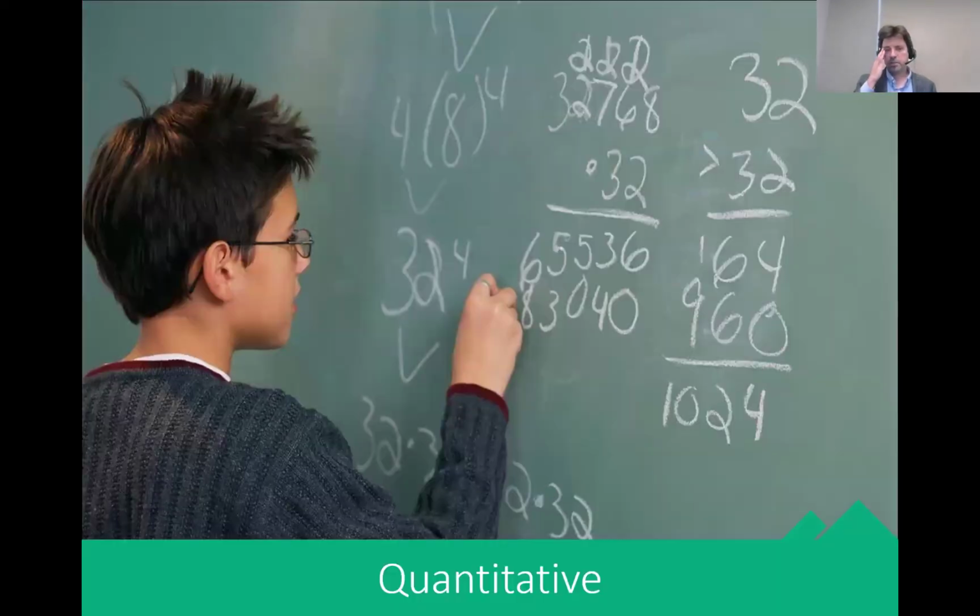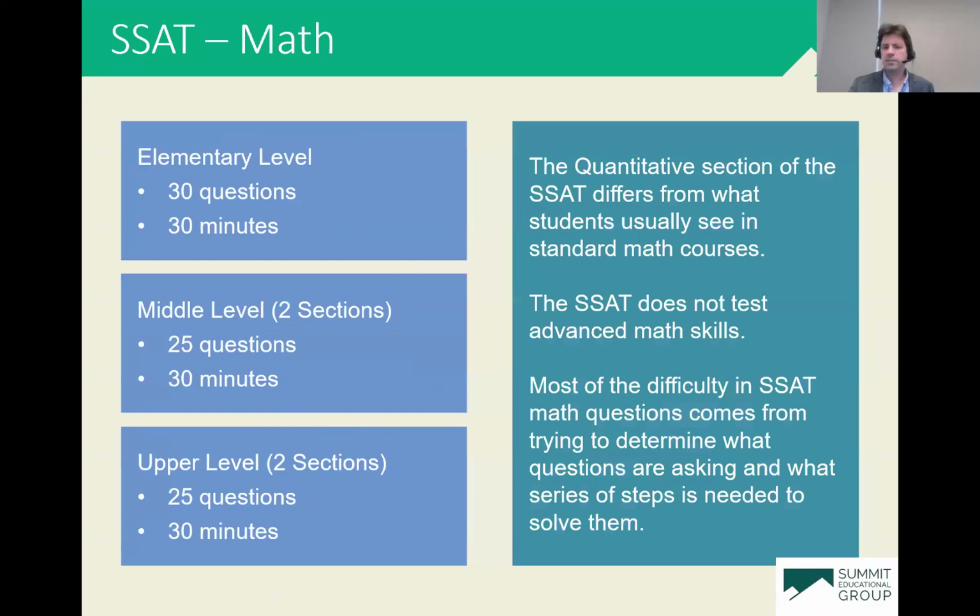All right, so we're just going to do a quick deeper dive on the different sections of the SSAT just to give you a feel in terms of kind of what it looks like. So on the math, again, already talked about this, but for both the middle level and upper level, there's two math sections. There's 25 questions and there's 30 minutes. They have 30 minutes for each of those sections.